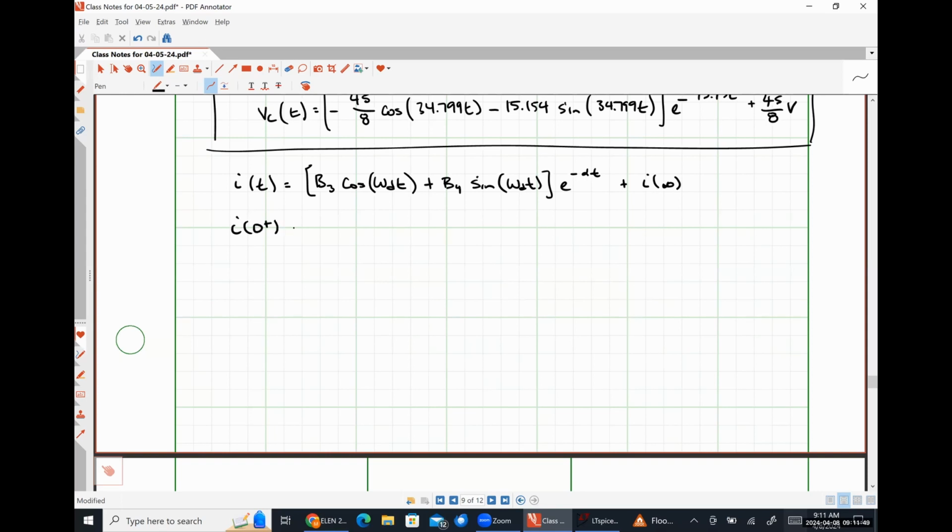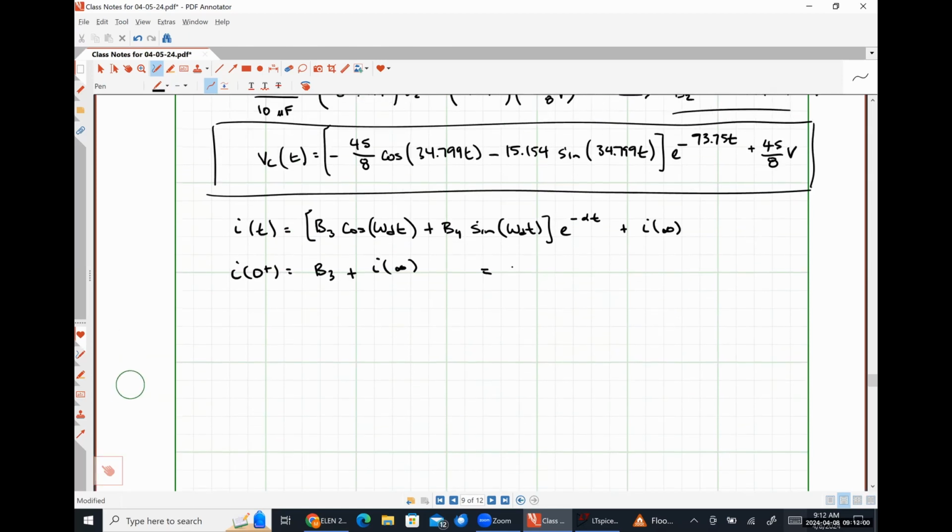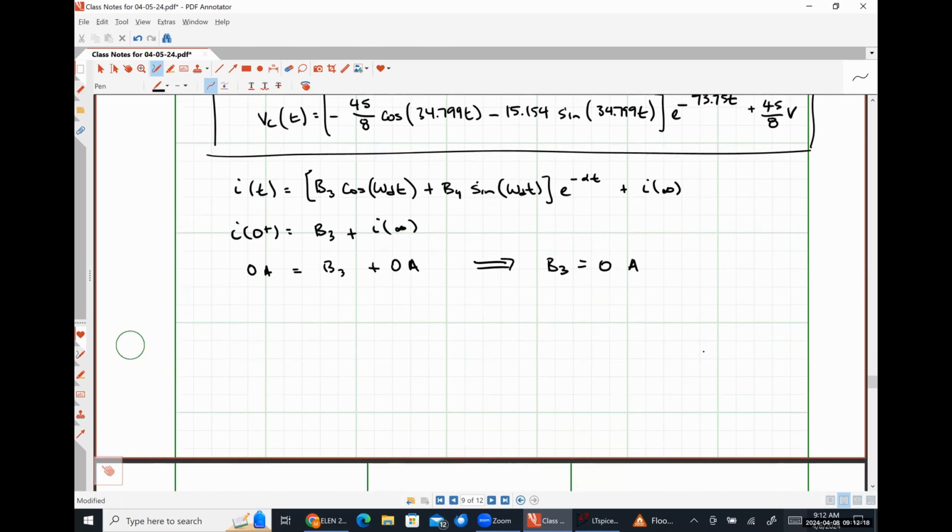I at 0 plus is going to look like B3 plus I at infinity. Well, I at 0 plus was 0, if I'm not mistaken. What was I at infinity? Also 0. So B3 is 0. So that's easy enough.